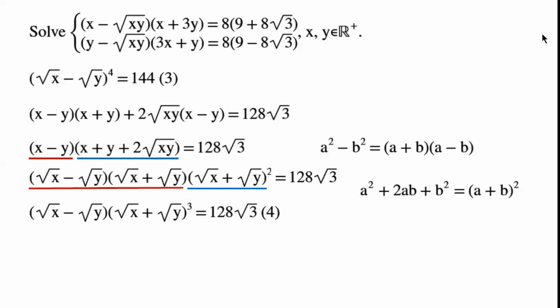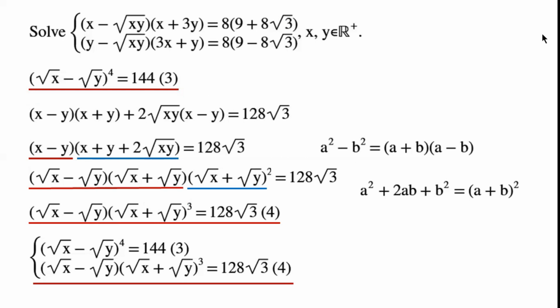So we can now write (√x - √y)(√x + √y)³ = 128√3. So now we have this set of equations. Solving this set of equations is equivalent to solving the original set of equations.